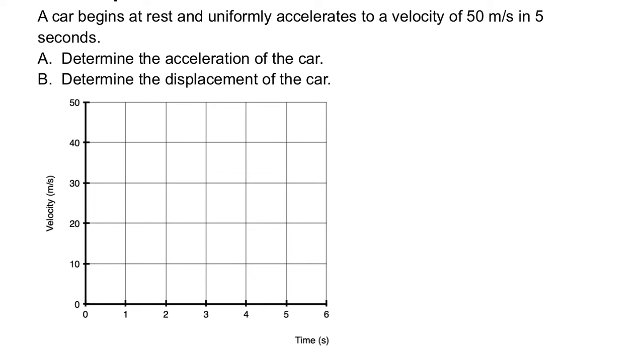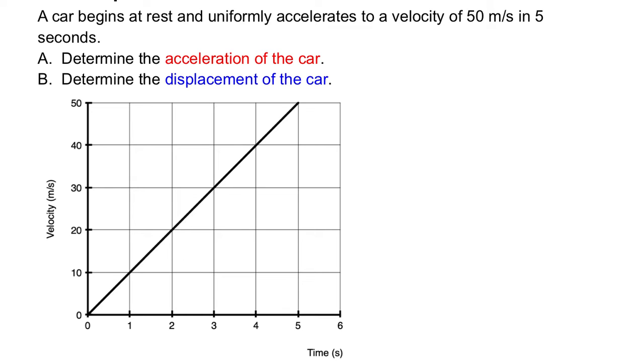And here's our first example. Our car begins at rest and uniformly accelerates to a velocity of 50 meters per second in 5 seconds. And we'll have to determine the acceleration of the car and also determine the displacement of the car. First order of business is to take the givens and construct an accurate velocity time graph that correctly describes the text in the problem.